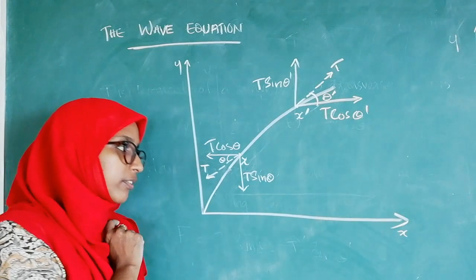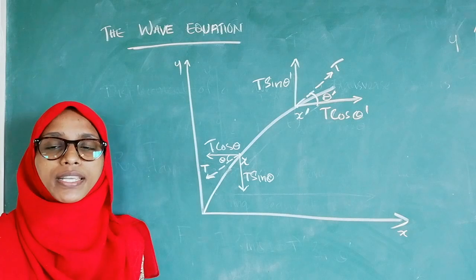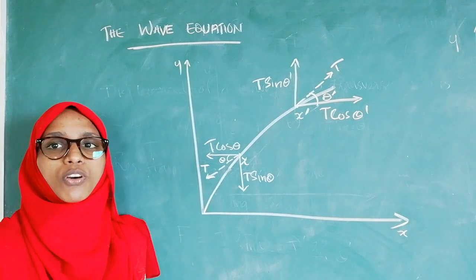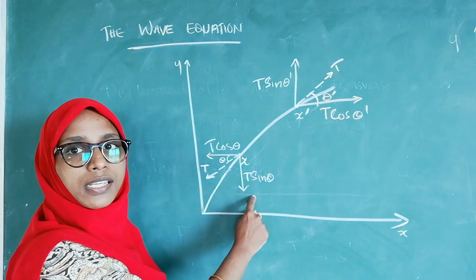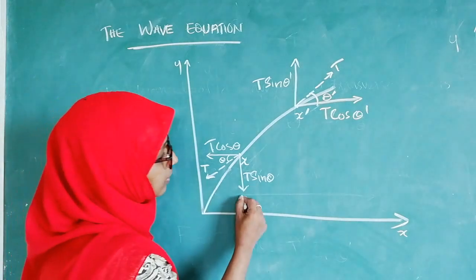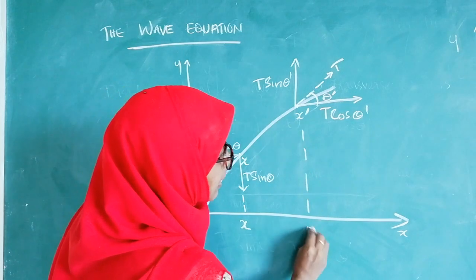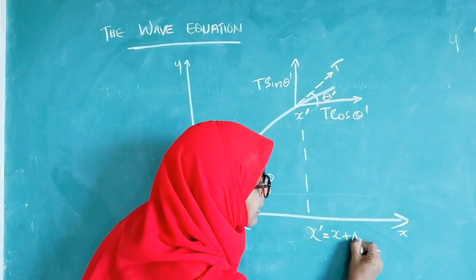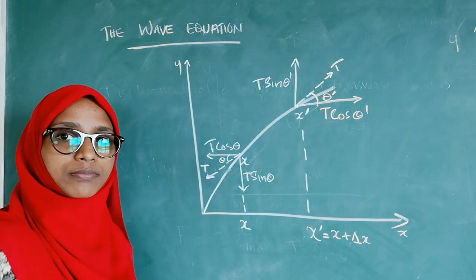Now, the string is stretched strictly along the x direction, and we are producing a transverse force along the y direction. So, we have to derive the displacement along the y direction only. So, we need to consider these two resolved components, that is T sin theta and T sin theta prime. Here, this point is considered as x, and this point is considered as x prime, and we can write x prime is equal to x plus delta x. Practically, these two points are very nearby points.